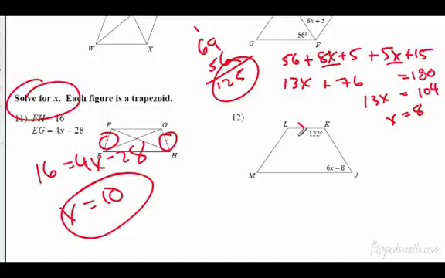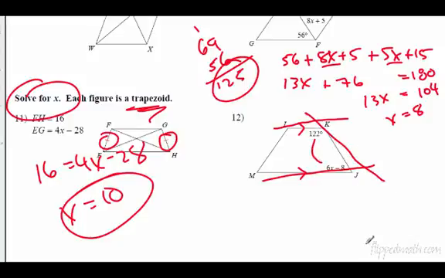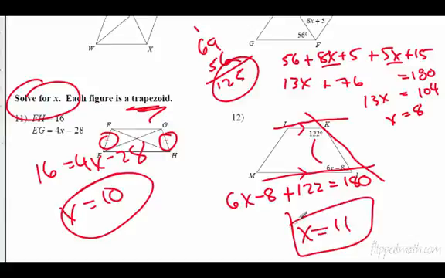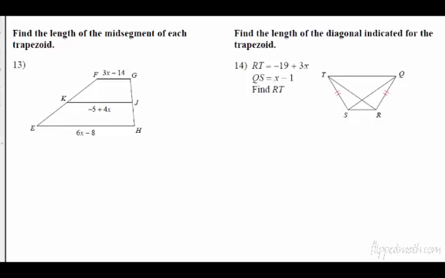Here is a trapezoid. It says it's a trapezoid, so I'm assuming these are the base sides. All right, these are the bases. And so what we have here is a parallel line with a transversal going through it. These are same side interior, so that means we have supplementary angles here. So 6x minus 8 plus 122 equals 180. If you go through all of that and solve it, you're going to get x equals 11. All right, there's 12. We are burning through this chapter.